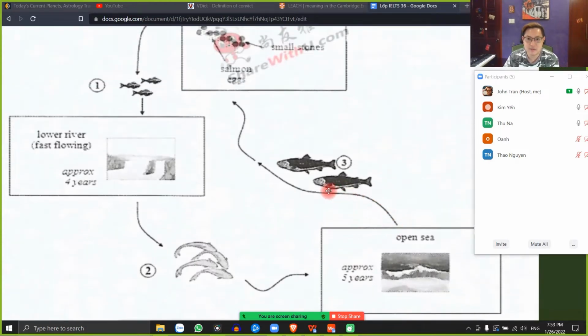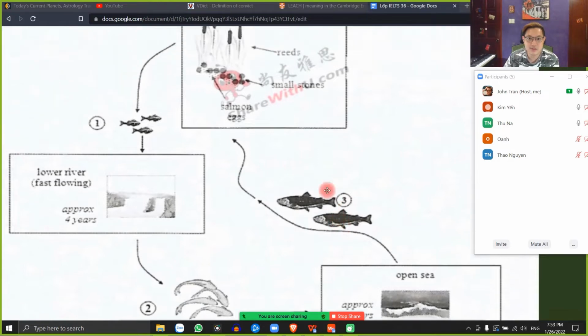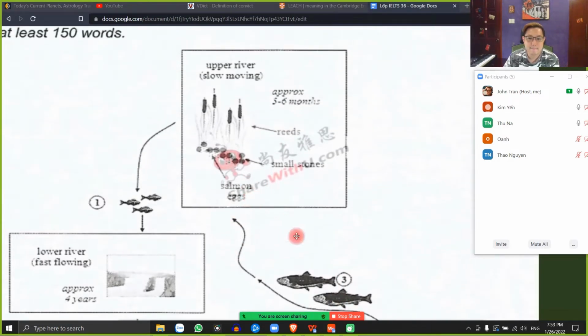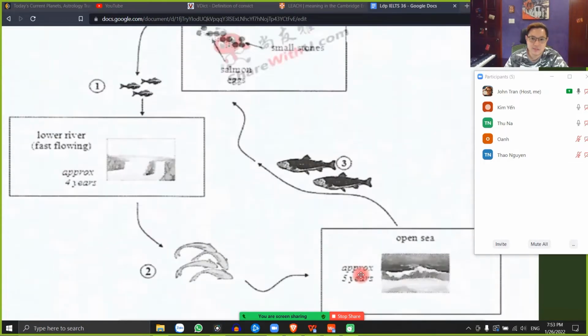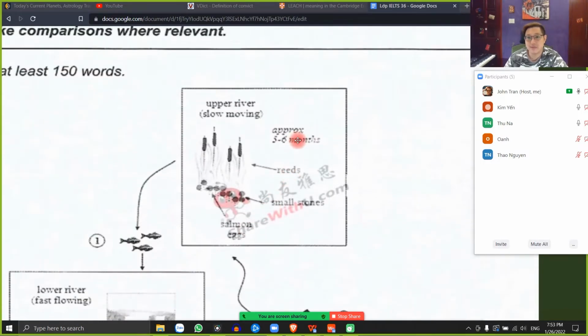And of course, the adult salmon will eventually find its way to the upper river. So it means that they travel back into the upper river. They travel upward against the water flow. They travel to the upper river, which is of course the water at the upper river. They move slowly. And so these adult salmon will spend approximately 5 to 6 months, nearly half a year there.